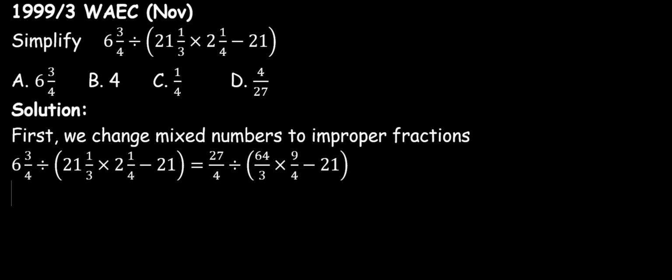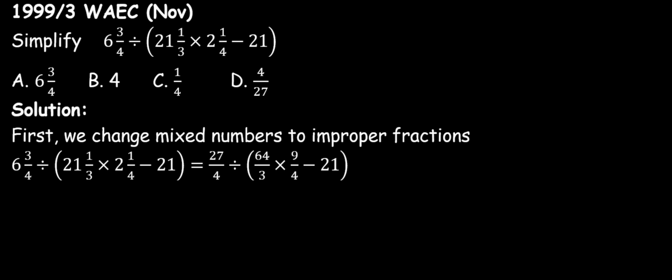How did we arrive at that? The first mixed number, 6 whole number 3 over 4, transformed to 27 over 4. Just multiply 4 times 6 plus 3, which gives you 27 over the 4 that is there. Then the division sign is retained. When we enter into the first bracket, we have 21 whole number 1 over 3. We transform it to 64 over 3. It's just 3 times 21 plus 1.